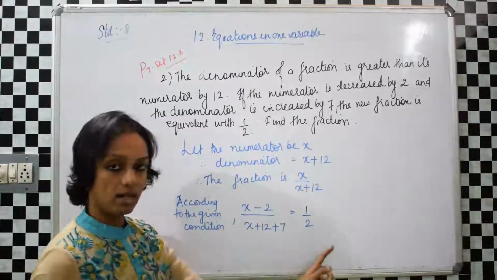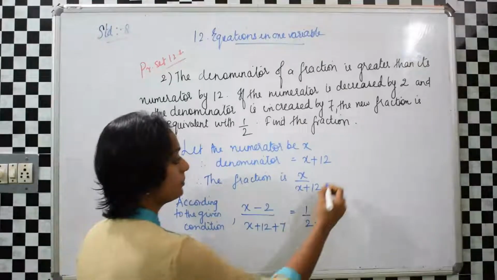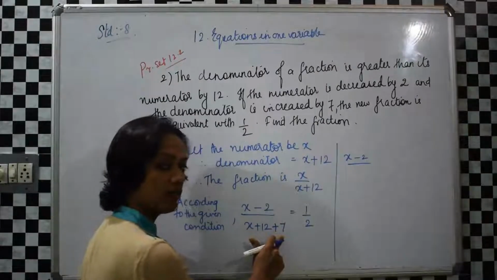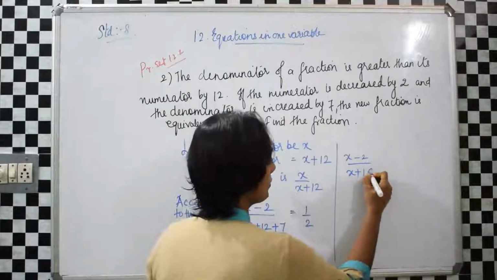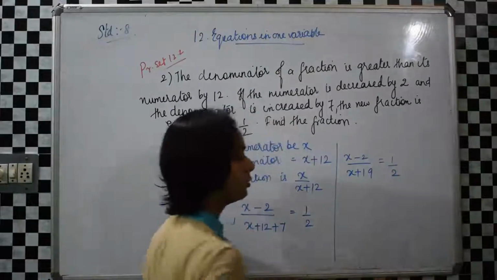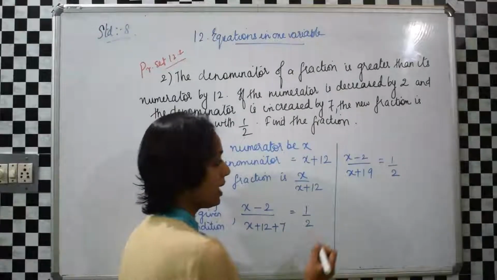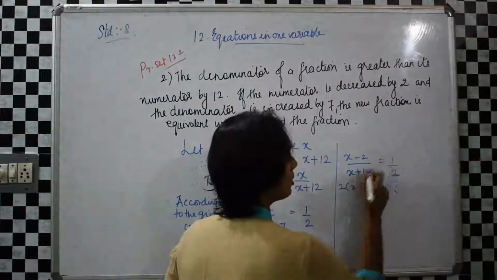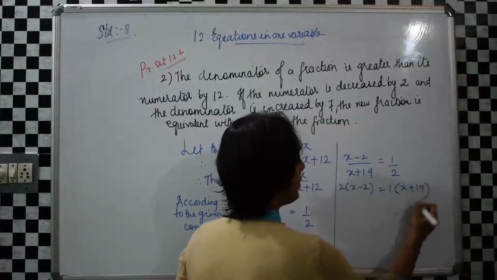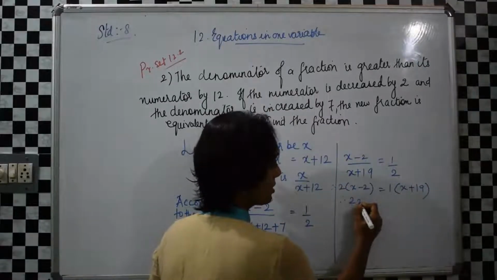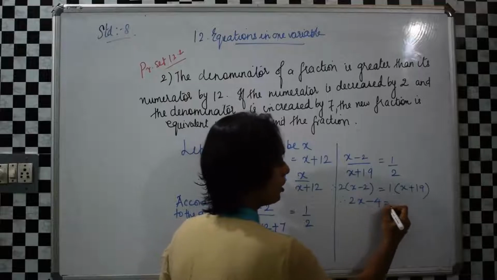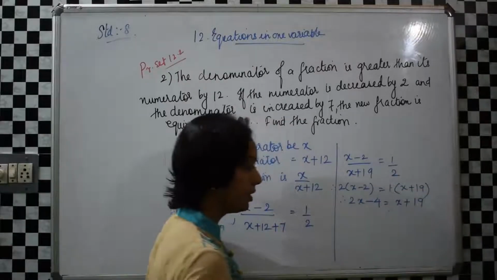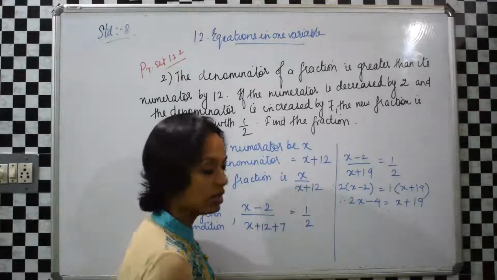I have to work this out now. So x minus 2 upon x plus 12 plus 7 will become x plus 19, is equal to 1 upon 2. Now what we have to do is cross multiply. 2 into x minus 2 is equal to 1 into x plus 19. Open the brackets. We'll have 2x minus 2 into 2, 4, 1 into x plus 1 into 19, 19. So I almost got a linear equation in one variable.